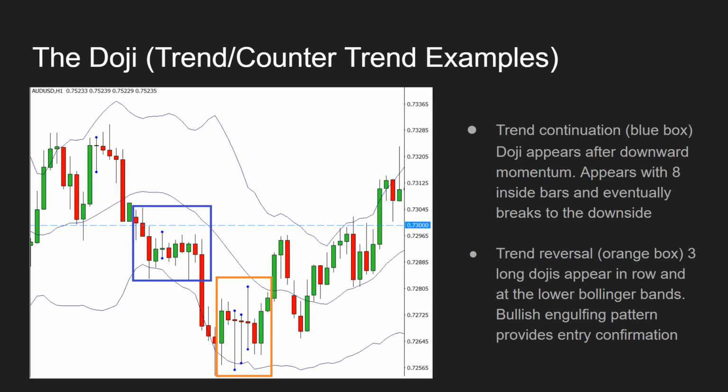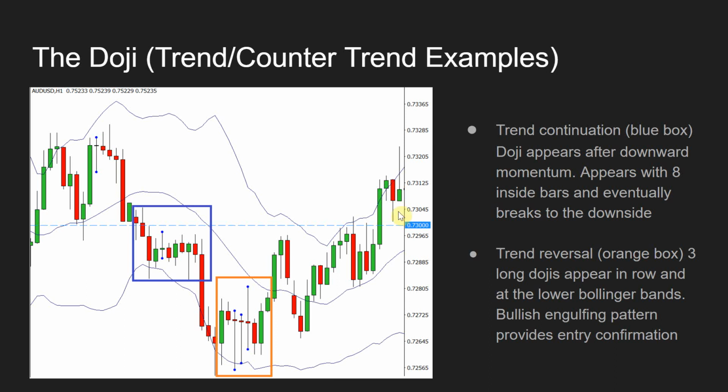So I've got 2 examples here of the doji and how we can use it in trend continuation, which is the blue box, and how we can use it as a reversal, which is the orange box. And the good thing is this all occurs within the same chart, within the same relatively small period of price action.